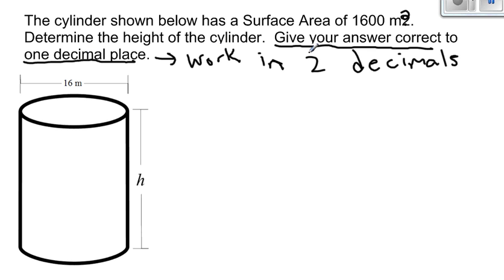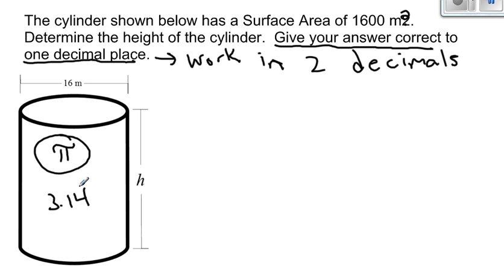Now the other thing you need to know is you're going to get slightly different answers depending on if you use the pi button or if you use 3.14. Because this is a video on rounding, I'm going to use the pi button because it means I get to talk about rounding more. But it really doesn't matter which one you use. Just keep in mind you will get slightly different answers.